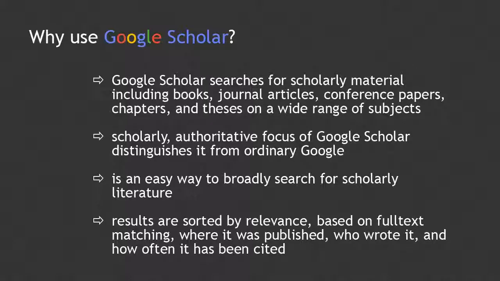This slide lists the reasons why you might like to use Google Scholar. It's because Google Scholar researches a lot of scholarly material, including books and chapters, journal articles, conference papers, and theses on a wide range of subjects. The material that you find is scholarly, authoritative. That's the focus that Google Scholar has, which distinguishes it from just the straightforward, ordinary Google. It's a quick and easy way to broadly search for scholarly information.